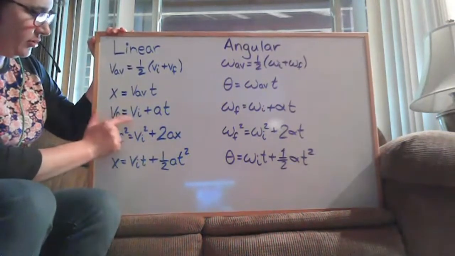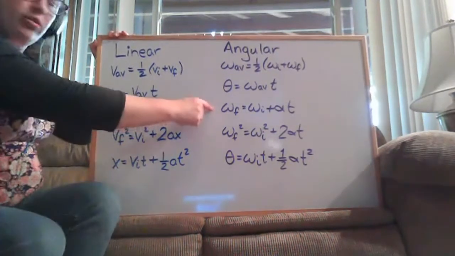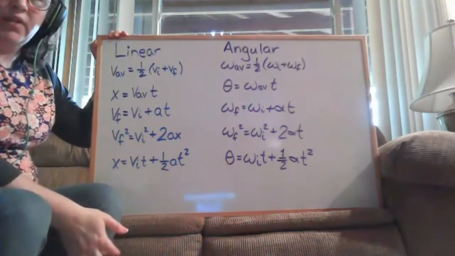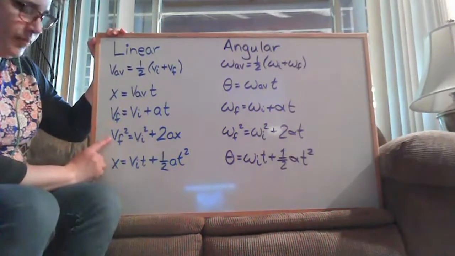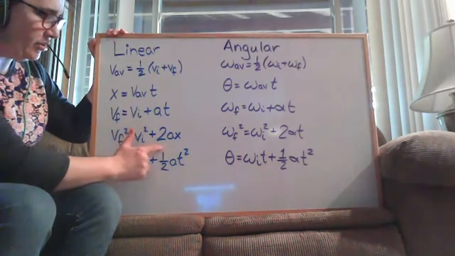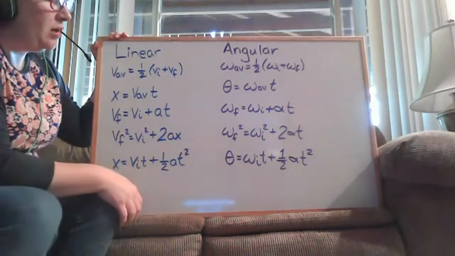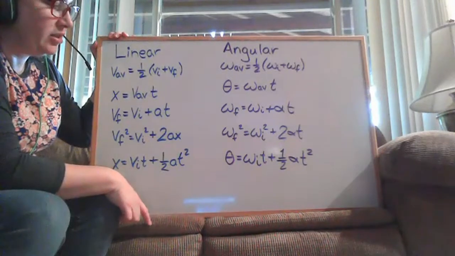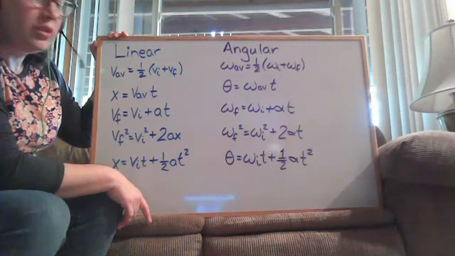Velocity final is equal to velocity initial plus the acceleration times time. The angular velocity final is equal to angular velocity initial plus alpha, the angular acceleration, times time. Velocity squared is equal to velocity initial squared plus 2 times the acceleration times the position. This one, the final angular velocity squared, is equal to the initial angular velocity squared, plus 2 times the angular acceleration times the angular displacement.